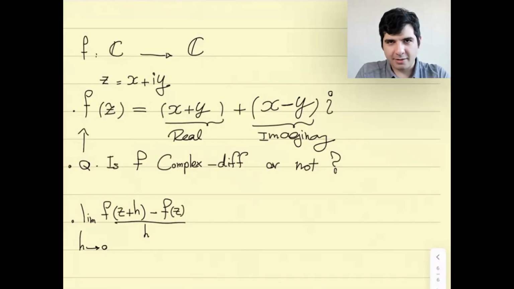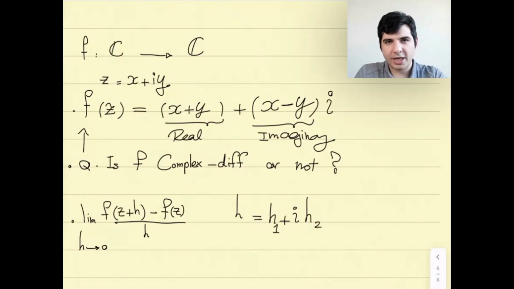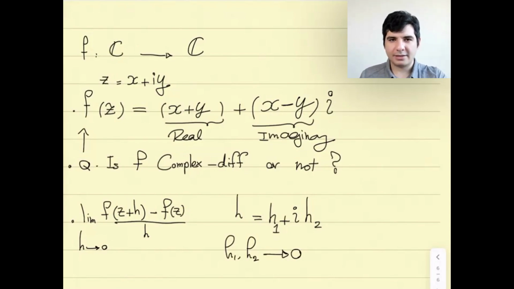So h is a complex number, right? So h itself is a complex variable that is going to 0. So it itself has a real part and an imaginary part. So it is of the form h1 plus i h2, where h1 and h2 are the real part of h and the imaginary part of h, and they are also going to 0. So if h is going to 0, it means the real part and the imaginary part should also go to 0, okay? Now, why is that important?